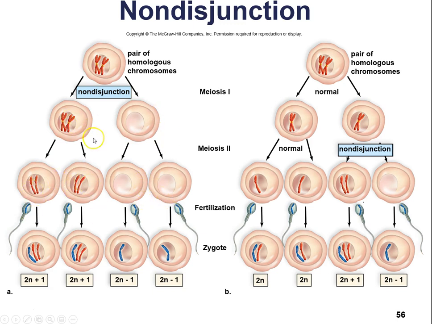Again, you have nothing here. This is just showing you one example of this happening in one pair. And then what do you end up with here? You're missing a lot of chromosomes here once that fertilization occurs.